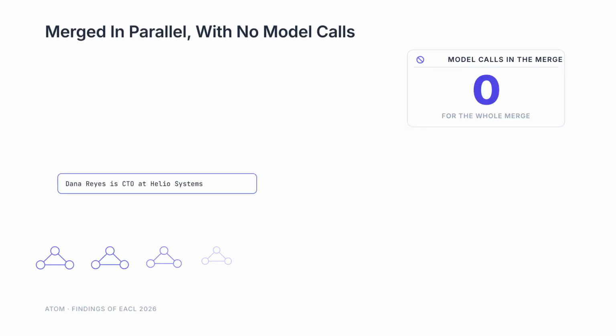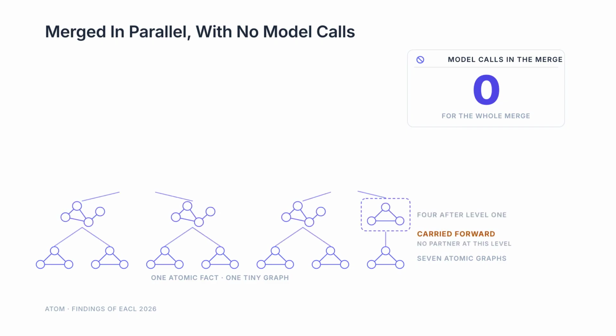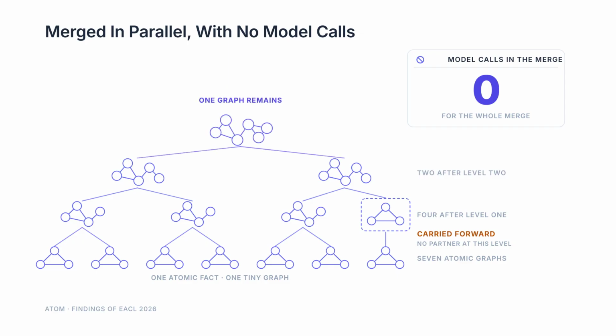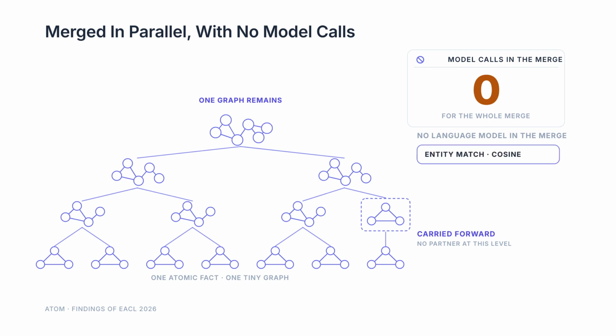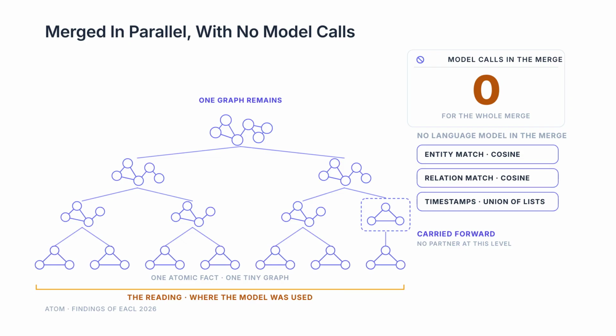Now, put the pieces back together. A-MEM merges pairs of atomic graphs, then merges those results, then merges those. A binary tree collapsing upward, every level running in parallel. And the merge uses no language model at all. Entity matching, relation matching, and unioning the timestamp lists are all done with embeddings and thresholds. The expensive part was the reading. The assembly is arithmetic, which is exactly why the whole thing ends up faster.